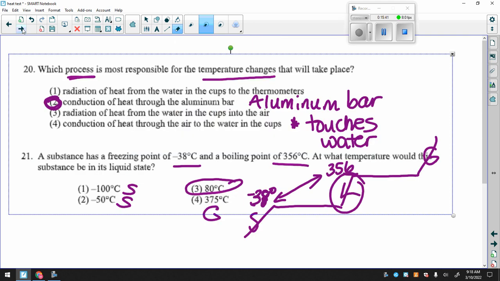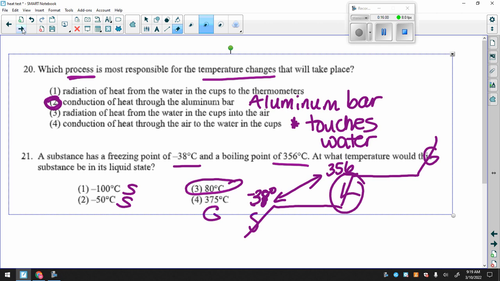Temperature changes. Why? Because of conduction. The aluminum bar touches the water. It makes direct contact. There are collisions. If you touch the bar yourself, you would have felt the heat. Number 20 is 2 because the aluminum bar touches the water.